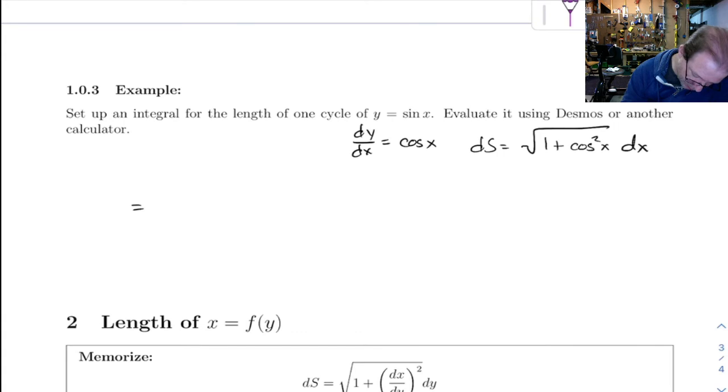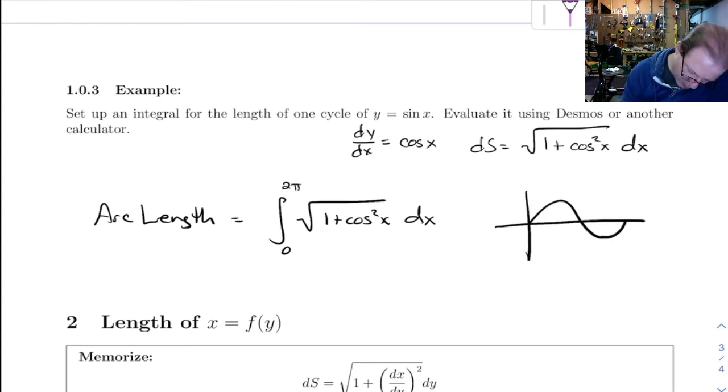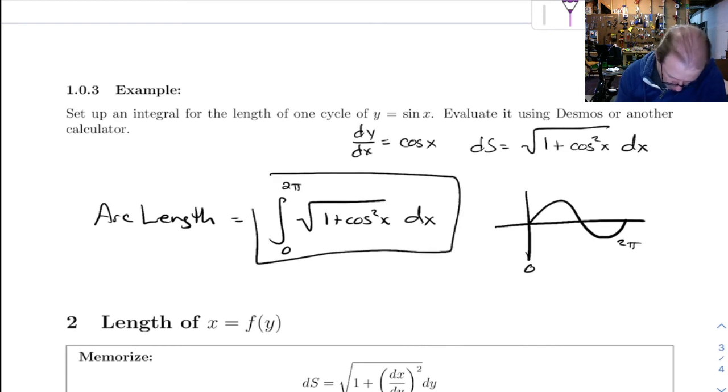So what I'm going to do is I'm just going to leave this as, I shouldn't say equals, the arc length is going to be the integral of the square root of 1 plus cosine squared dx from 0 to 2 pi. Because you know that one cycle of sine goes from 0 to 2 pi. So this right here should give us the length of that.